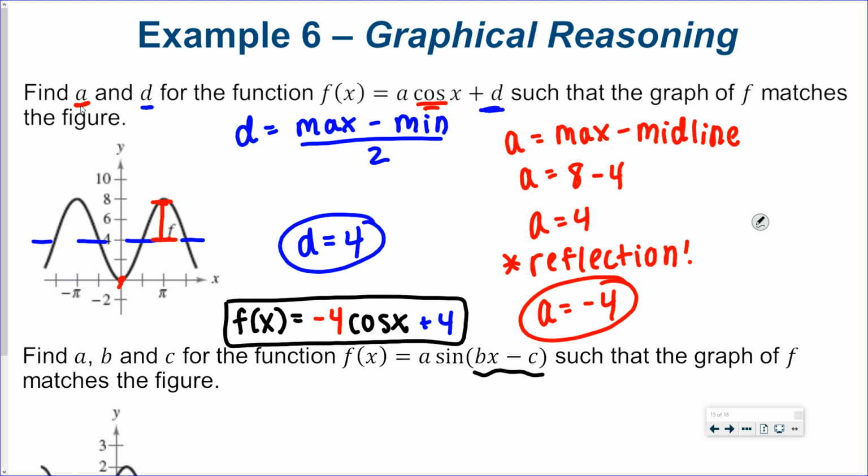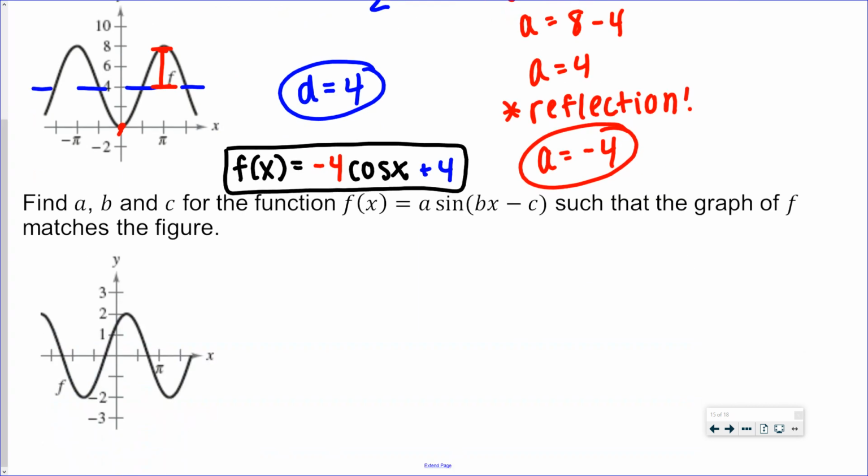It gets a little bit harder when we have to figure out the period and the phase shifts, but have no fear. There's a little formula that kind of helps us. All right, so this time they're telling us, hey, you have a sine curve here, and I want you to find A, B, and C. There's no midline shift because look at the middle of my graph, or the difference between my max and min is just 0, right? Halfway between my highest and lowest is 0, okay? So there is no D here.